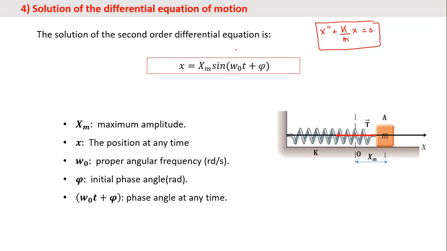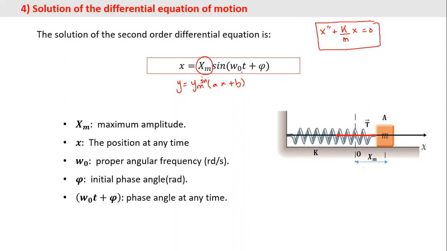Now, the solution of this differential equation is of the form x equal xm sine omega 0 t plus phi. It's in math of the form y equal y maximum sine ax plus b. This is its form in math. When I talk about xm, this means it's the maximum amplitude of oscillation. As for x, it's the position at any time. So, for example, at t equals 1 second, etc.